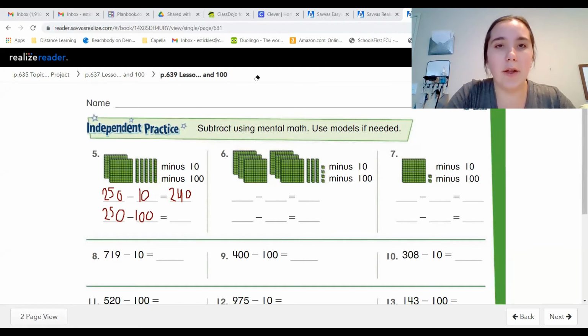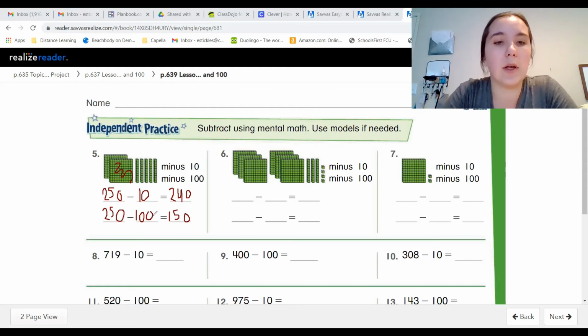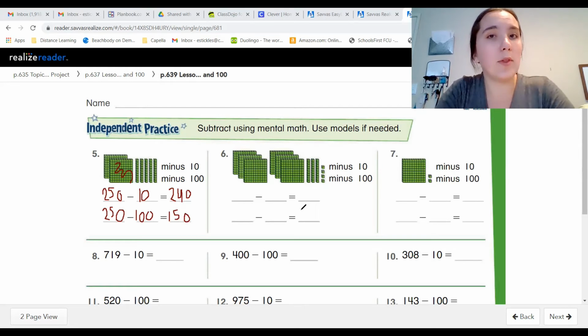And then if we do the hundreds problem, and we start with 250 and we take away 100, I'm just going to cross off one of my hundreds blocks, and I still have one hundreds block. I still have my 5 tens, and I still don't have any ones. So 250 minus 100 equals 150. Pretty easy. I want you to do number 6, pause me, do your work, find your answers, write it all out, and then come back to me when you think you found your answer.